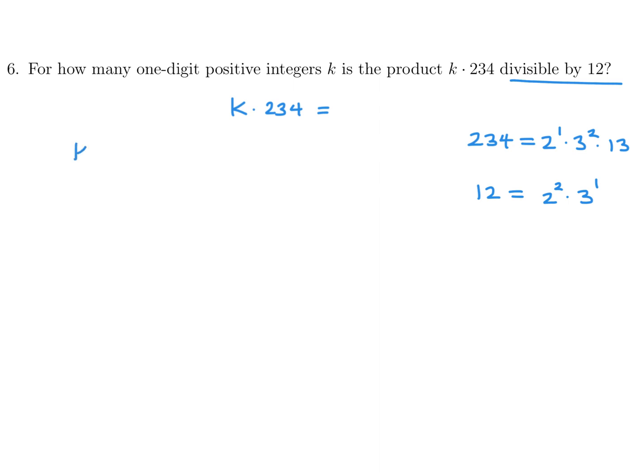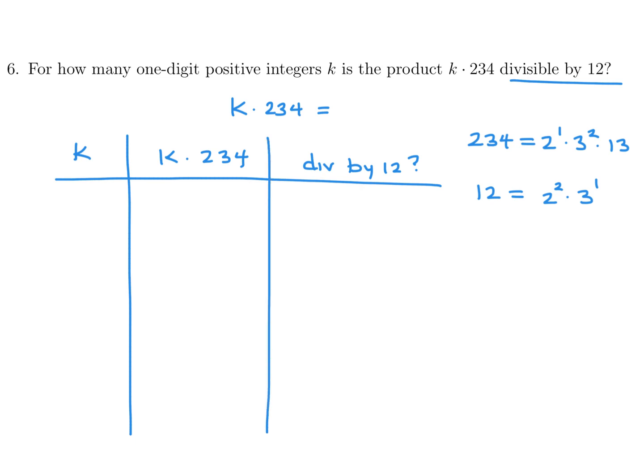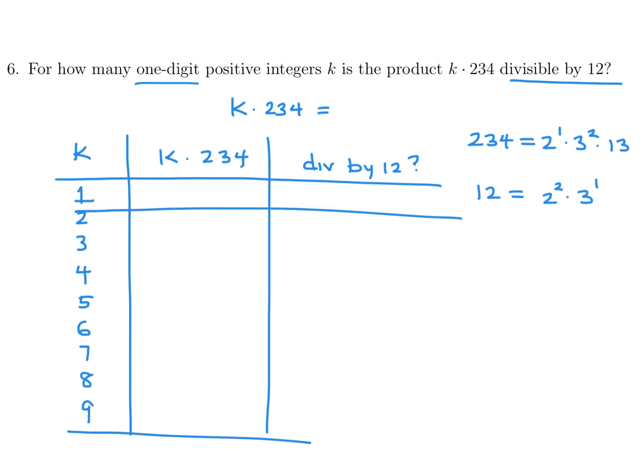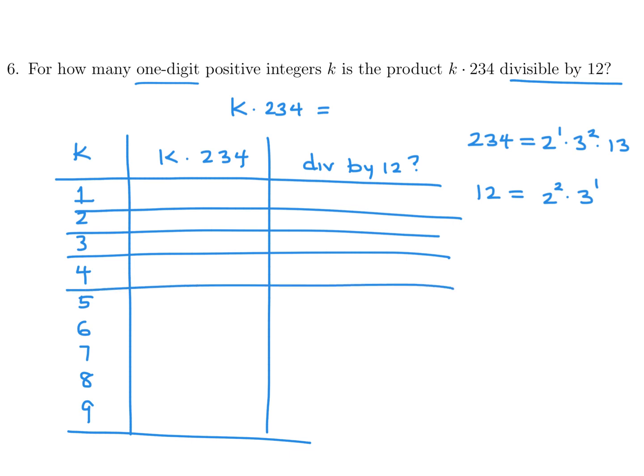Okay, so let's make a little table. K times 234, and if it's divisible by 12. Yes or no, that kind of thing. Okay, and then the good news is they told me that K is a one-digit integer, and it's positive, so we have very limited choices, and that's a good thing. So we don't have to go through many. So just 1 to 9, and let's see what happens.